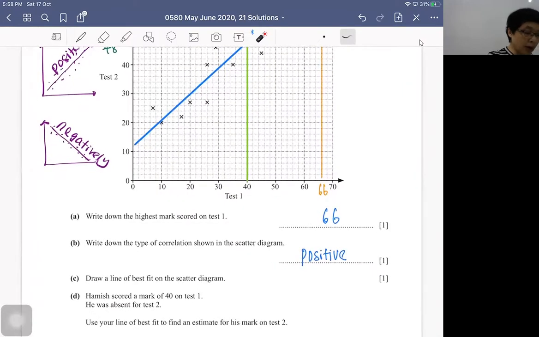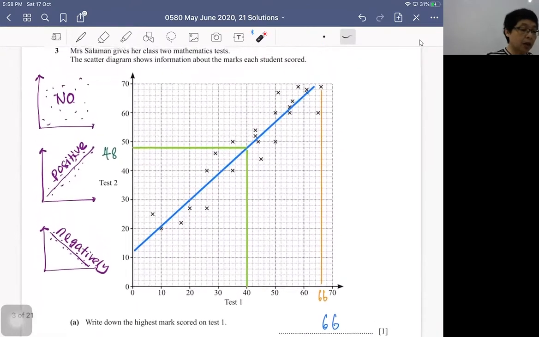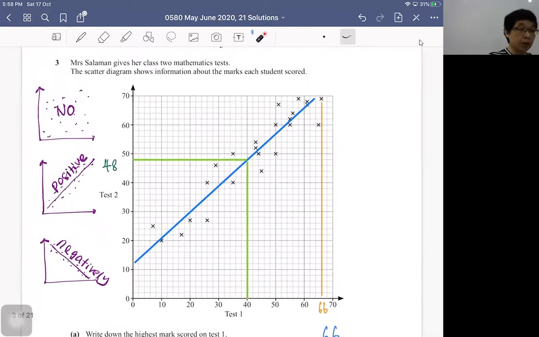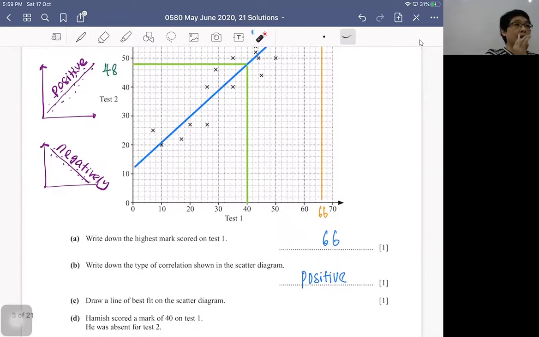Part C, draw a line of best fit on the scattered diagram. And then best fit line means a straight line, not a curved line or freehand line. We got to get a straight ruler to help us draw a straight line. And best fit just simply means as many dots as possible fall within this line.